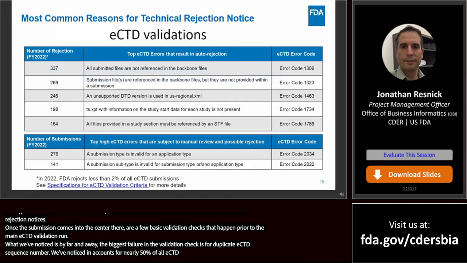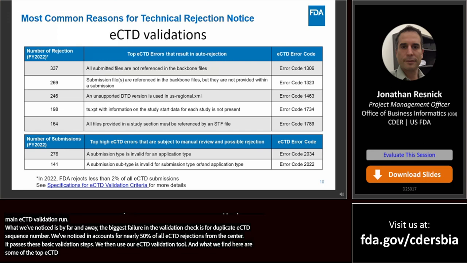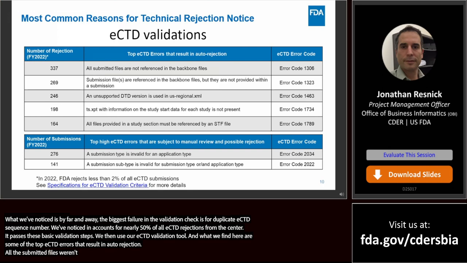Once a submission passes these basic validation steps, we then use our eCTD validation tool. And what we find here are some of the top eCTD errors that result in an auto rejection. So let me go through these with you. The first one is that all the submitted files were not referenced in the backbone. And that's error code 1306.